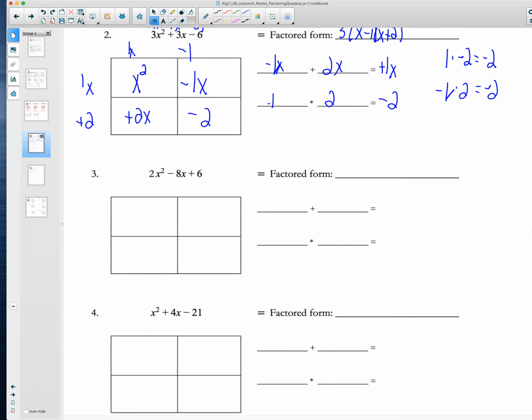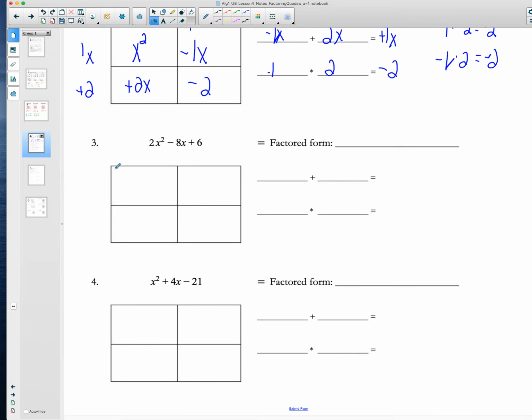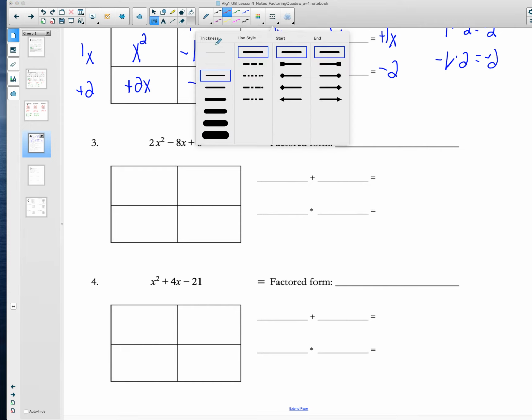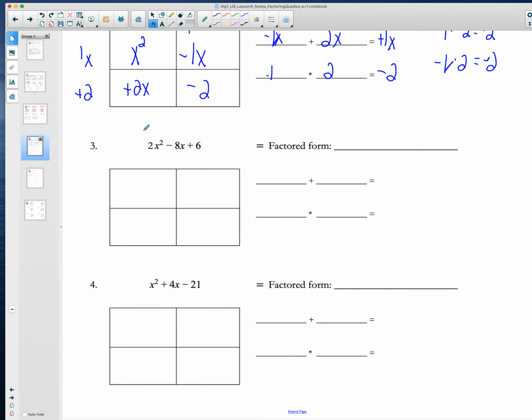All right, moving right along. What I'm going to do here is factor out our GCF, which this time is a positive 2. I'm going to take that positive 2 out, and we're left with x squared minus 4x plus 3, since we started with a plus 6. I'm going to write that constant term right here so I don't forget it later. Now my a term is just 1x squared, and my c term is that positive 3.